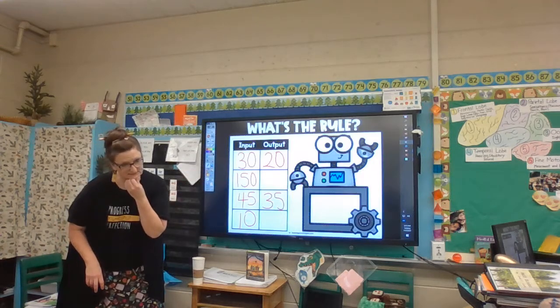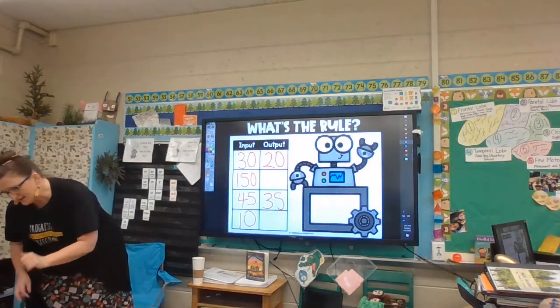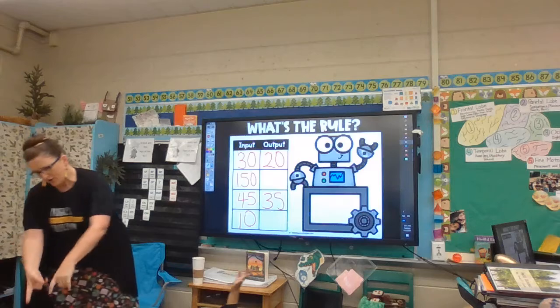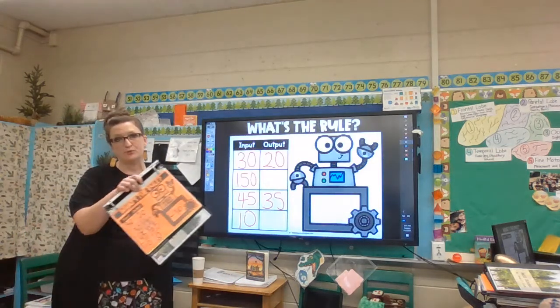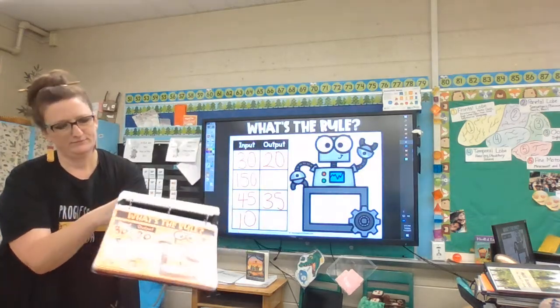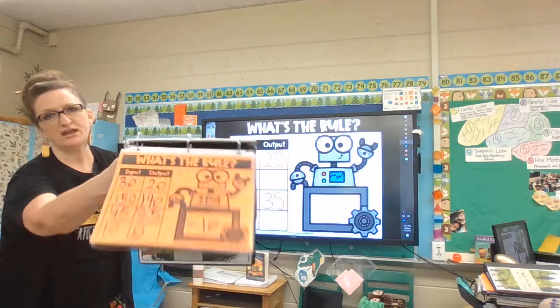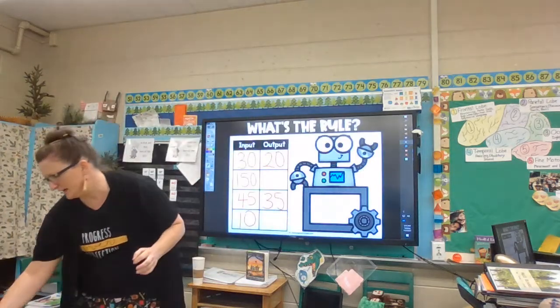Check that one. All right, Hadley, well done. Can you give me that, Hadley? This is an example of a student who completed the rule page. So when they're done, it should look like that. They need to fill out what the rule is and then finish filling out the page.